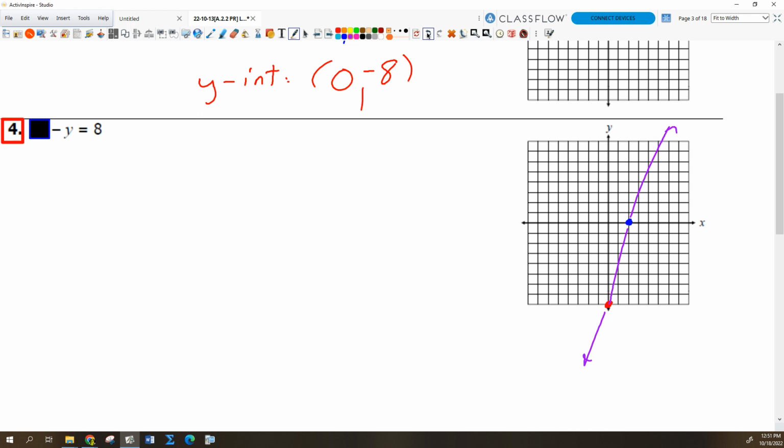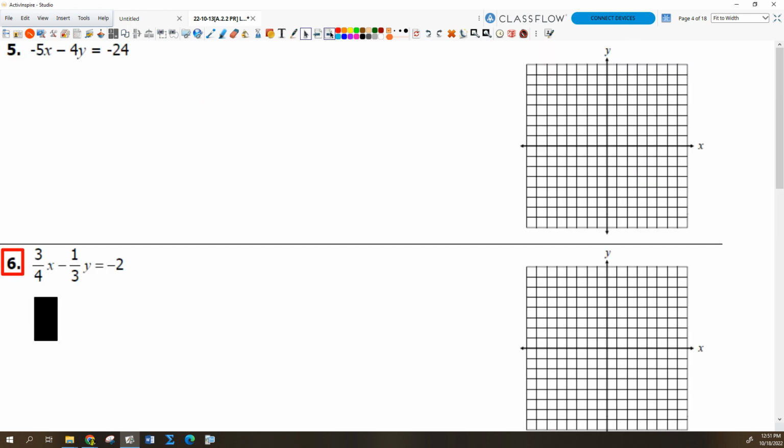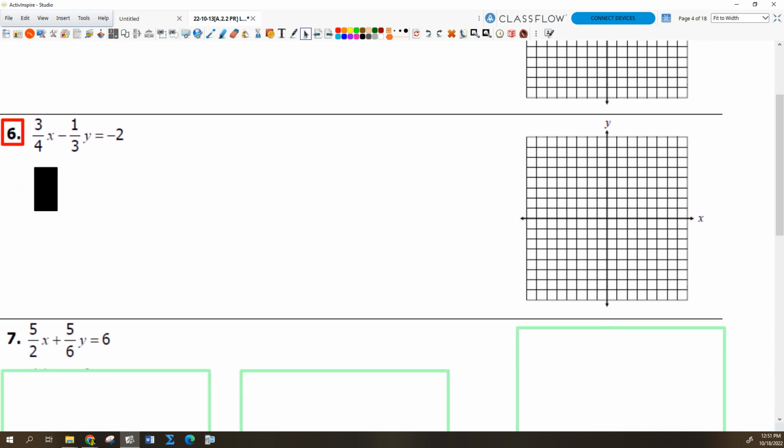Okay, let's try one more of these. How about number 6? What makes this one maybe a little bit tougher? Fractions. Yeah, I got fractions there. So what am I going to do about those darn fractions?